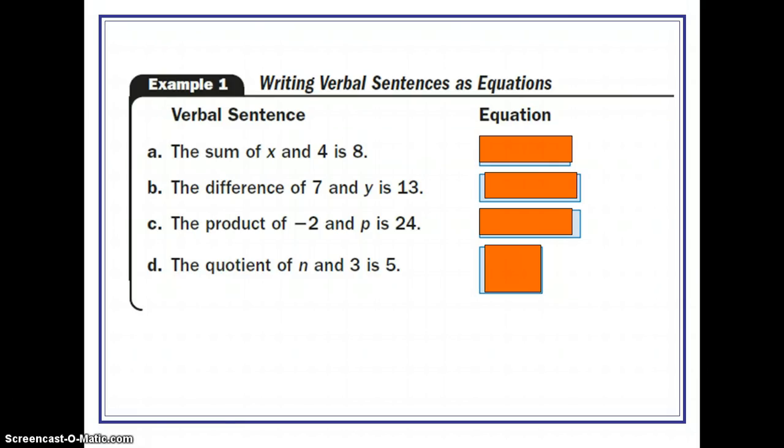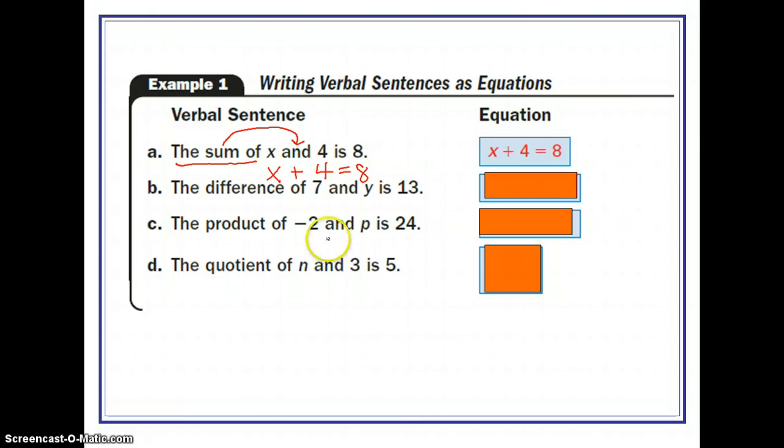Example 1. Writing verbal sentences as equations. The sum of x and 4 is 8. Remember, the sum of means you're adding, and where do you put that adding? Right where the and is. Bring down the variable, bring down the 4. What does the word is mean? Is means equals 8. X plus 4 equals 8.